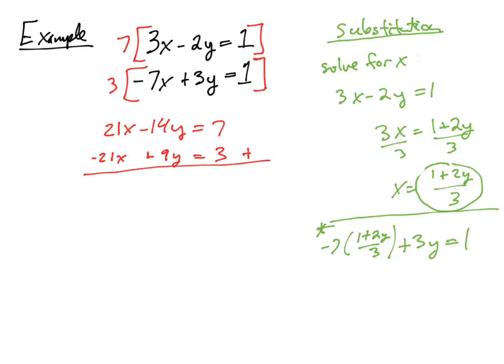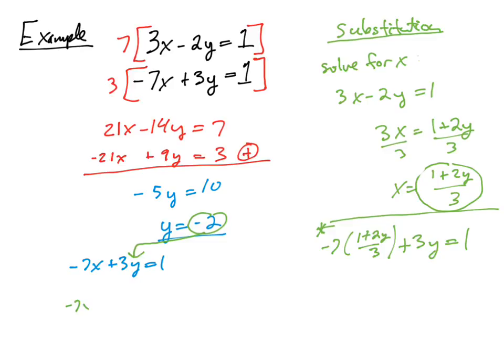We have opposite coefficients on x. So when we add, the x's cancel. We get -5y is equal to 10. So y is going to equal -2. And then from there, we're going to substitute that into either equation. I'll substitute it into the second equation this time. So this -2 is going to go in here for y. We get -7x plus 3 times -2 is equal to 1. -7x minus 6 equals 1.